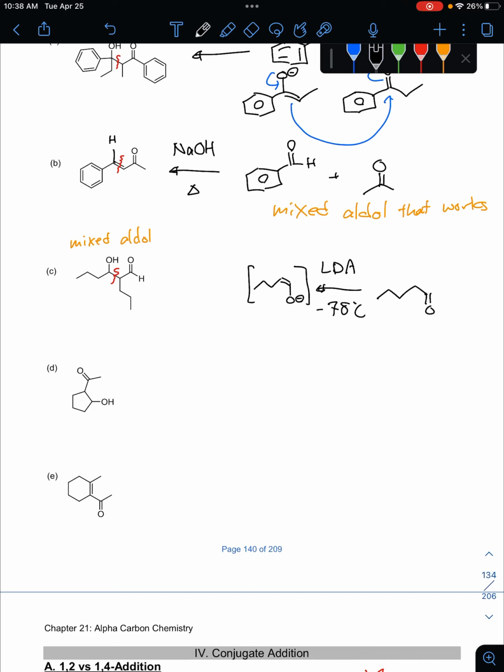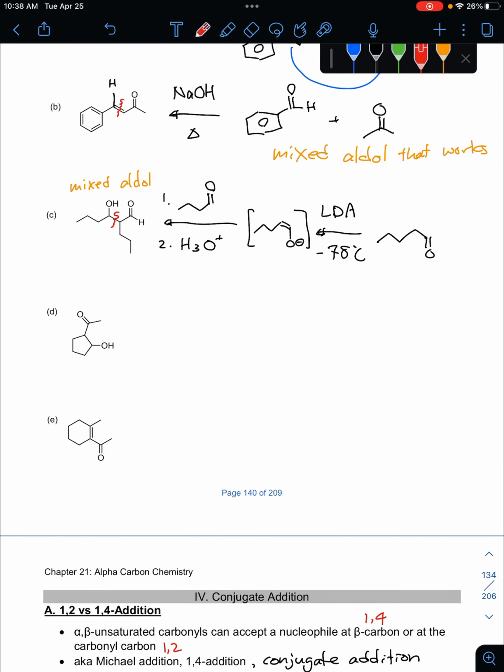Specifically, and then add the butanal, and then do some sort of acidic aqueous workup. So that would afford this aldol addition product, okay? Because LDA, that's an irreversible step, okay? The next one, this is the alpha carbon, that's the beta carbon. So the dissection would be right there.